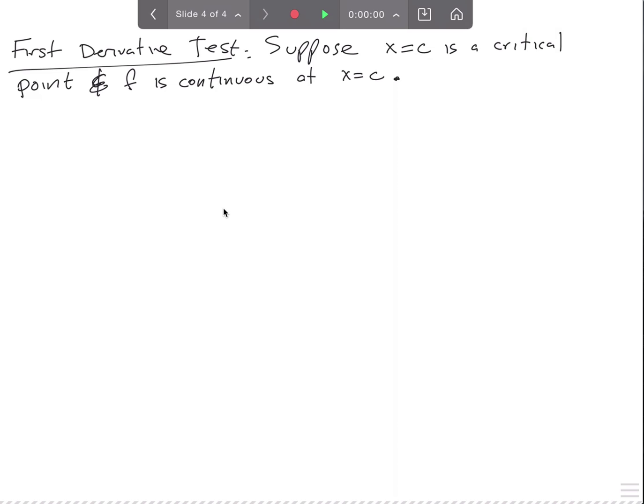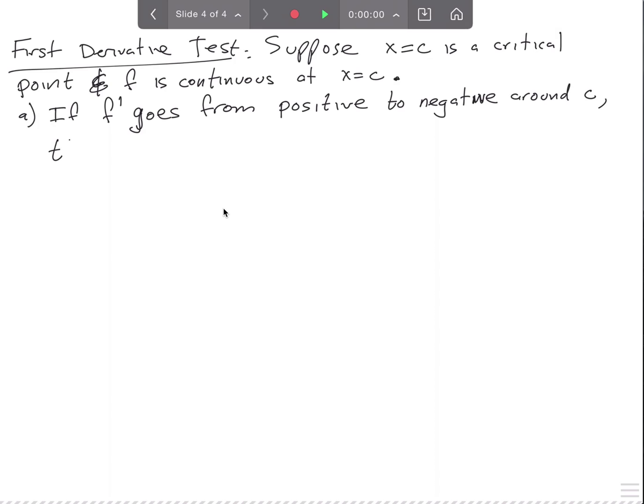So this is the test. If the derivative goes from positive to negative around c, then the point c, f of c, is a local what? It would be a local maximum.